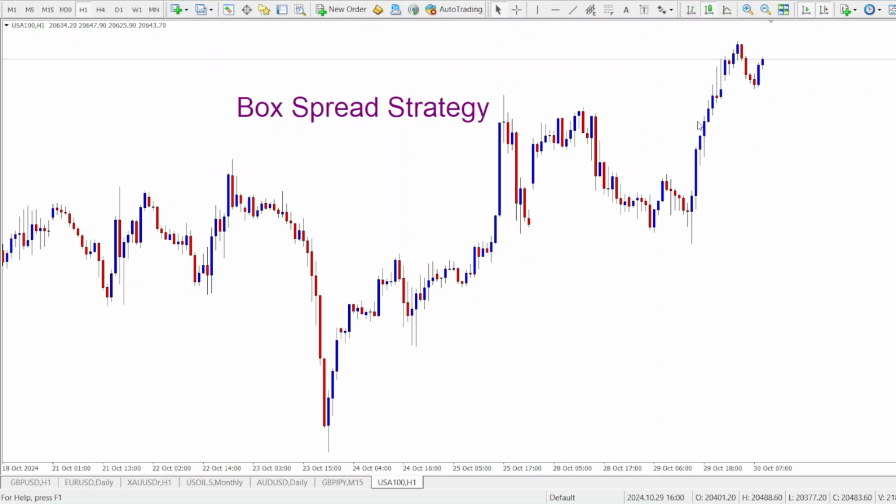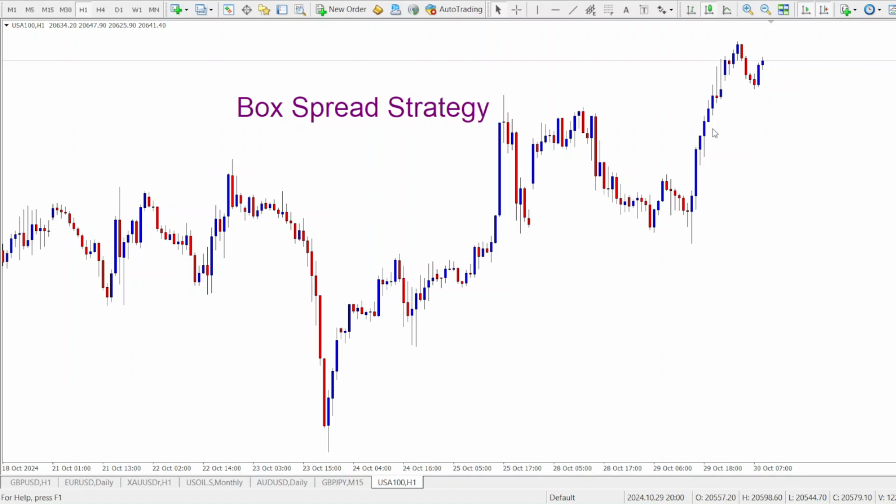Next, you'll create your box by executing 4 trades: buy a call option, sell a call option, buy a put option, and sell a put option, all with the same expiration date. Remember that this strategy is for options trading, so I'm not going to be executing any real-time trades here. I'm just going to be explaining what the strategy is about.